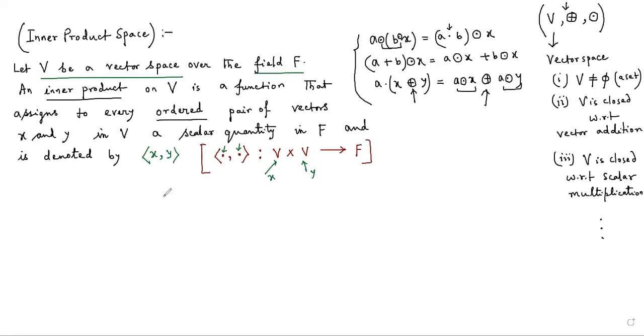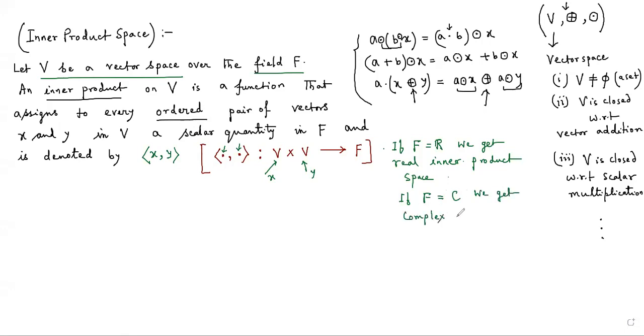Now, if F is R, we get a real inner product space. If F is C, we get a complex inner product space.